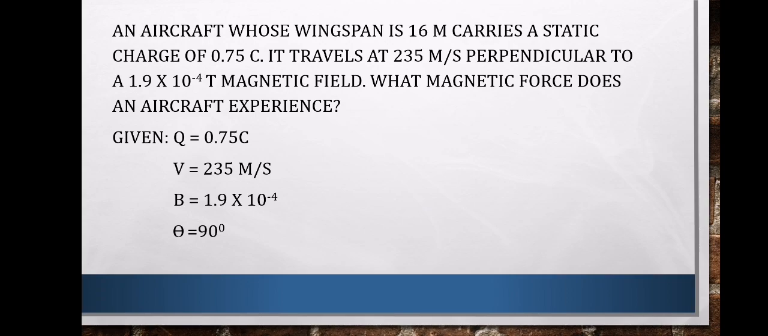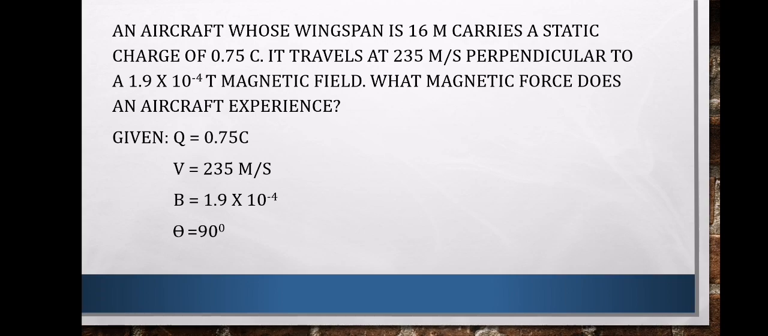Now, let's try this problem. An aircraft whose wingspan is 16 meters carries a static charge of 0.75 coulomb. It travels at 235 meters per second perpendicular to a 1.9 times 10 raised to negative 4 Tesla magnetic field. What magnetic force does the aircraft experience? We're given the data.